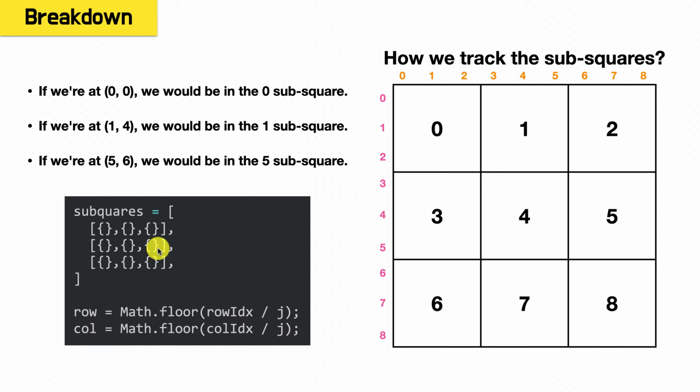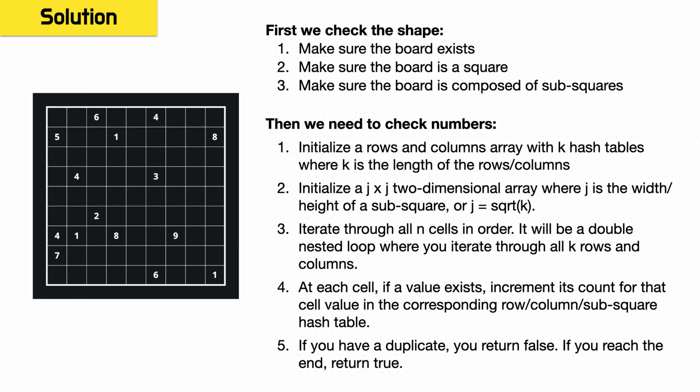So we can track these indexes of the subsquare matrix based on the size of the board. We simply divide by j, which is the side length of a subsquare, and then round down. And with this, we can always arrive in the correct subsquare hash table, and then we just track the numbers we've seen in the exact same way. And that's all we need to do to check for a valid Sudoku board. Let's quickly walk through all the steps to this solution.